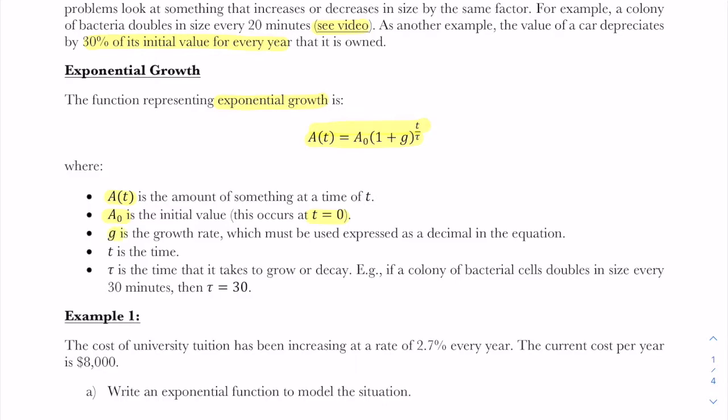g represents the growth rate. To use it in the formula above, it must be expressed as a decimal. This is very important. Oftentimes it will be given to you as a percentage, but you have to convert it to a decimal. Little t is the time, and we have a new variable here. This kind of looks like a funny t. I'll just highlight it right here. And I'll make a note, this is actually the Greek letter tau. I'll spell it out.